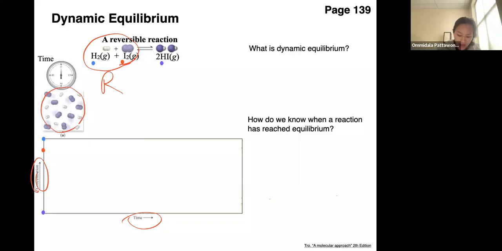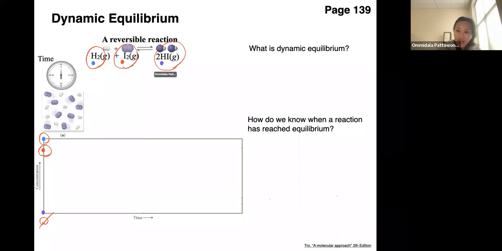That's why, if you're looking at this, if you have hydrogen as the blue dot and iodine as red, you are going to see the high concentration of hydrogen and iodine on the y-axis. And because at time 0 you have not produced any product yet, the hydrogen iodide gas is going to have a 0 concentration. So that's at the beginning of the time.